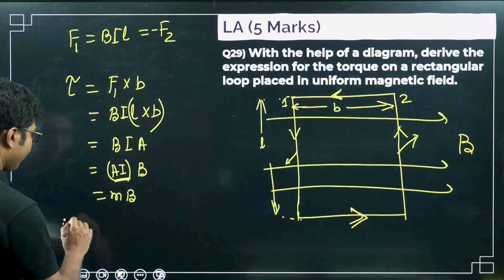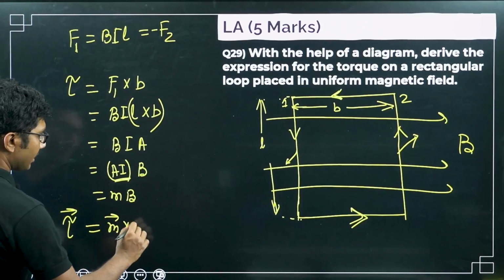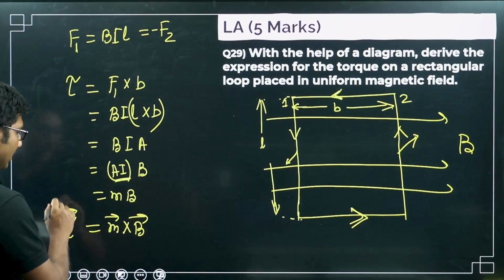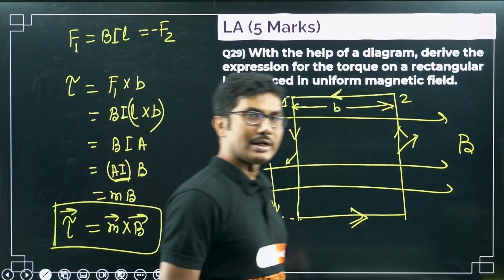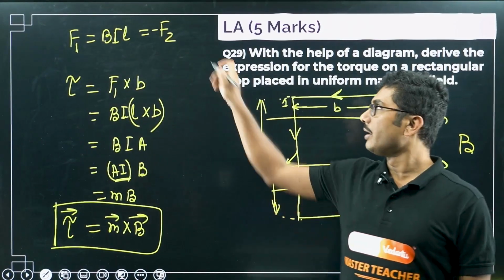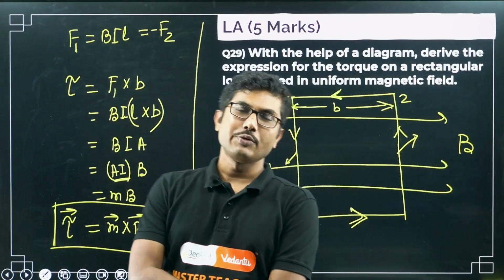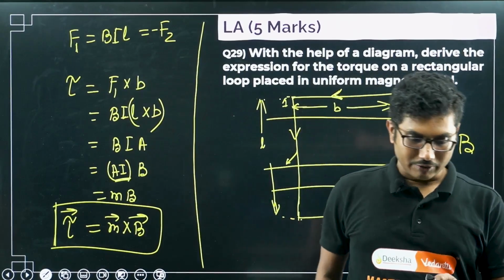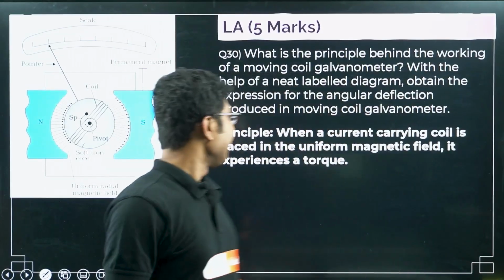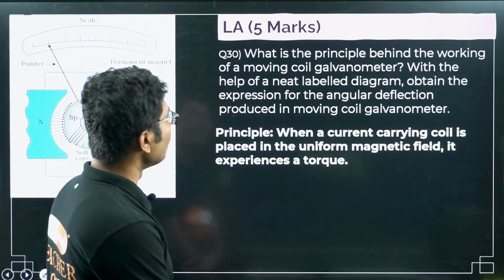Now in terms of vector, this is given by M cross B. Okay, in terms of vector notation, this is the expression for torque. Very simple small derivation, but again an uncommon question. So even though it is very simple and small, if you are not prepared, you will not be able to answer this small question.